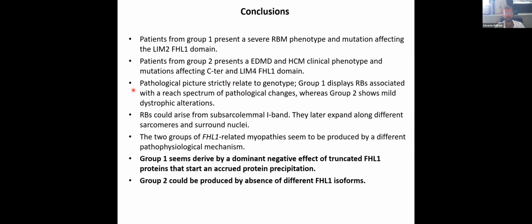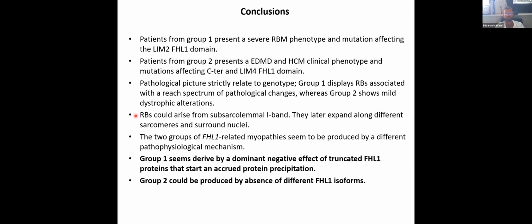There was a strict correlation between the genotype and the morphological phenotype, where the group displayed these reducing bodies associated with a rich spectrum of different pathological changes. Notably, the cytoplasmic bodies were always associated with the reducing body myopathy samples, but we also found a large range of alterations, like fingerprint bodies, sarcotubular aggregates, and even nemaline bodies inside the nucleus.